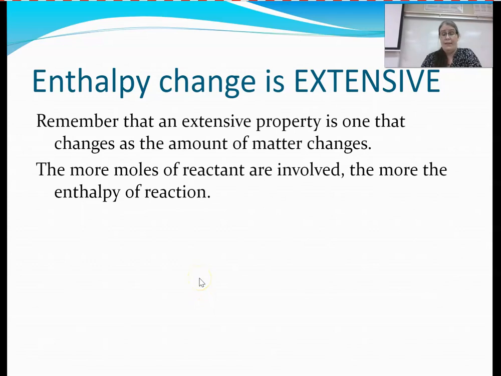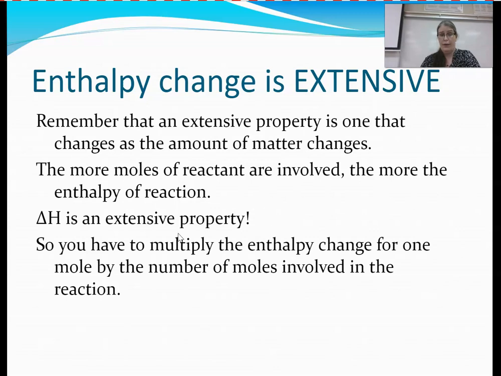That means that we can say this in terms of mass, or we can say this in terms of moles. The more moles of a reactant are involved, the greater the enthalpy coming out of a reaction. So delta H is extensive. That means that we're going to have to multiply the enthalpy change for 1 mole by the number of moles. So if 1 mole has a delta H of minus 100, 2 moles is minus 200.